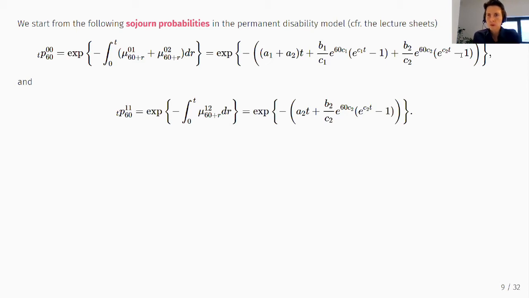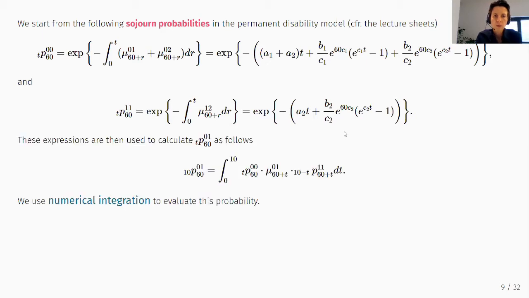If I then look at the sojourn probability, the probability to stay in the disabled state, that is along the same kind of thinking. That's the exponential of minus the integrated transition intensity to go from state 1 to state 2. And again, that's an integral I can work out myself. You see the solution printed over here. So nothing new so far. That's material that we already discussed on the lecture sheets.